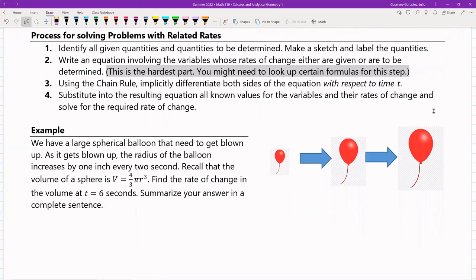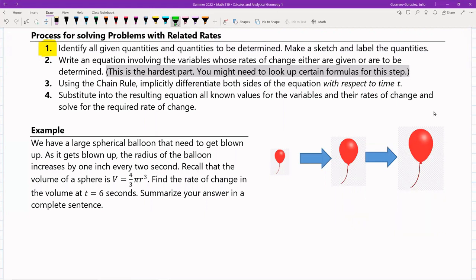There is a problem-solving process for solving these related rate problems, okay? And I'm pulling this right out from the book, if you guys are following along with the book. So step one is identify all the quantities. I'm going to go back to our example. I'm going to sort of point out what we have and what we don't have so we can see what we should be calling what, okay?